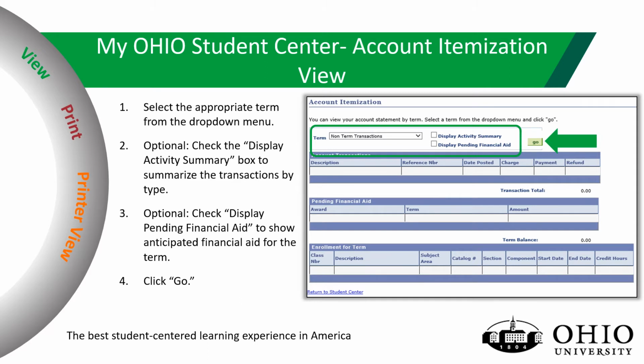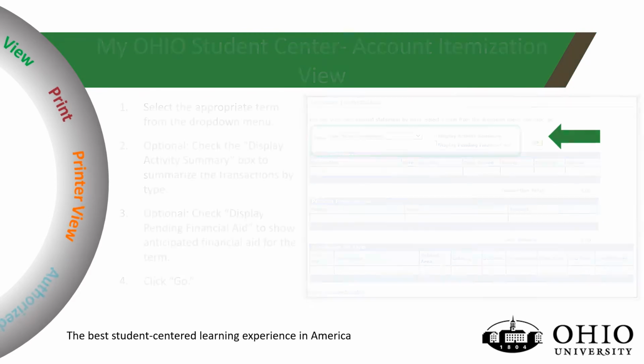By checking the display activity summary box, the account itemization will summarize like transactions by removing the dates. Check the display pending financial aid box to show any financial aid that has not yet disbursed to the student account for the selected term. Click Go to generate the account itemization.